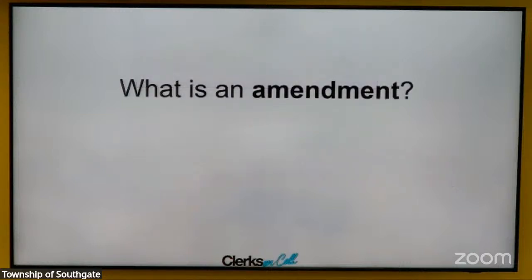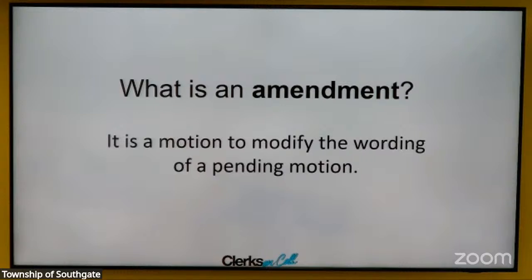Then let's talk about the next of our 3 must-know motions. That's amendment. An amendment is a motion to modify the wording of a pending main motion. Essentially, it's a proposal to change the proposed action that's being considered by council at that moment. And an amendment should only be used to tweak the main motion, not completely rewrite it. And we've seen sometimes that there's a tendency to want to do that.